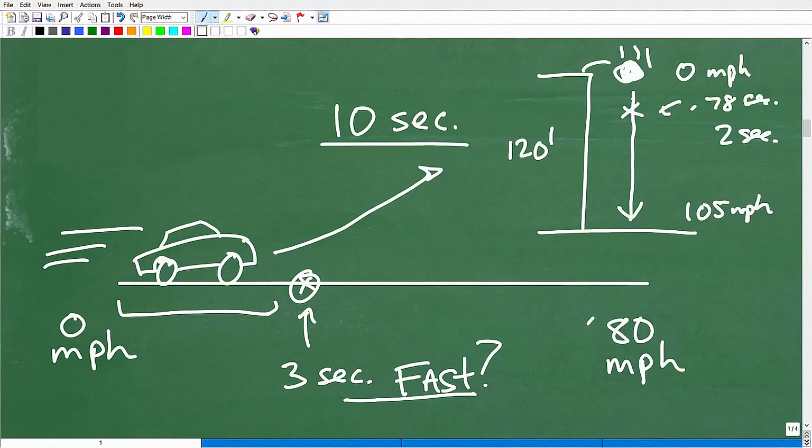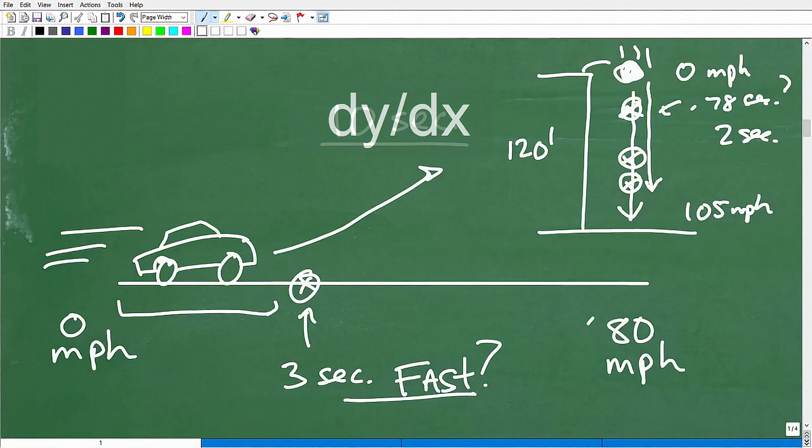0.78 seconds? How fast is it going at this moment in time, this moment in time, this moment in time? Again, it's picking up speed, it's accelerating, but I want to know its instantaneous velocity at these little snapshots. This requires calculus, and it requires a concept called the derivative. The derivative in calculus looks like that.